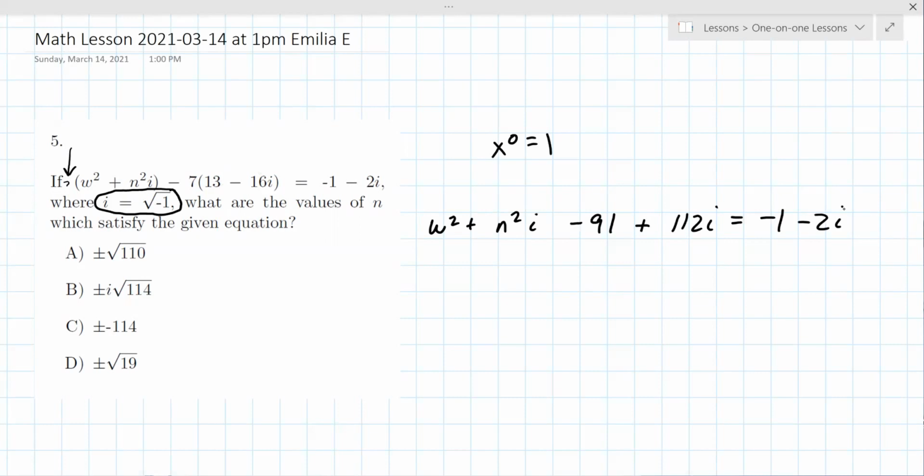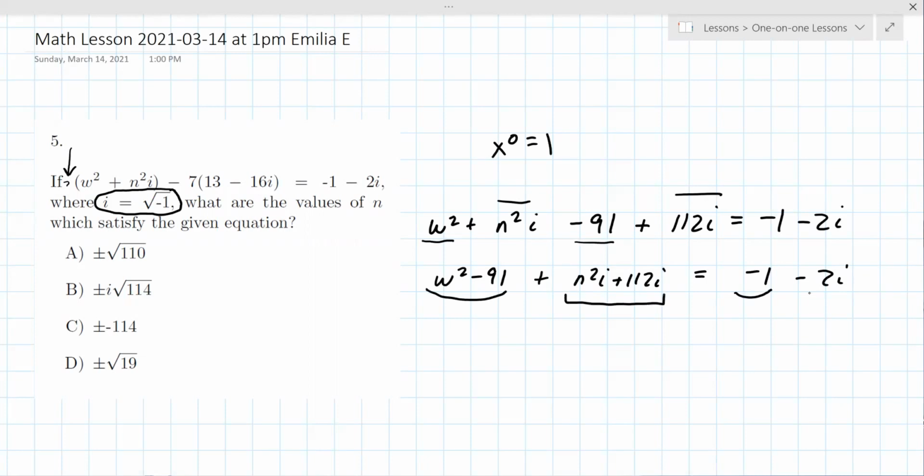So then you can combine. Oh, I guess you can't really combine anything. Well, what you should see though is that there's a part that does not contain any i's, and there's a part that does contain i's, because on the right, there's a part that does contain an i and a part that does not. So see how w squared minus 91 goes with the -1? And this one over here goes with this one here.